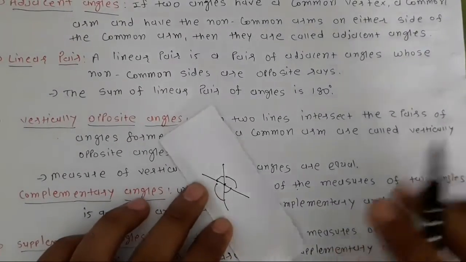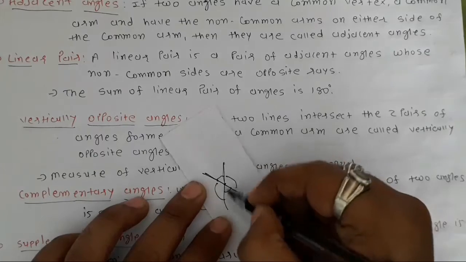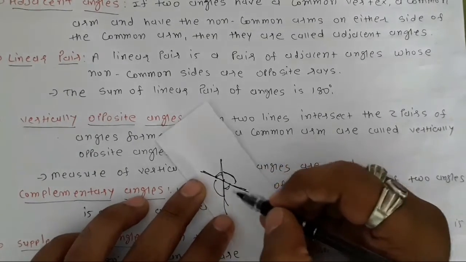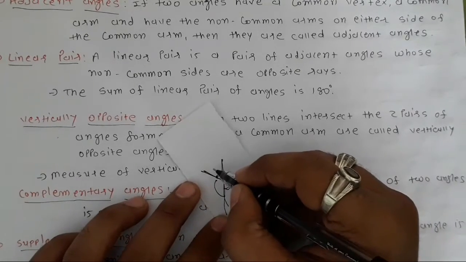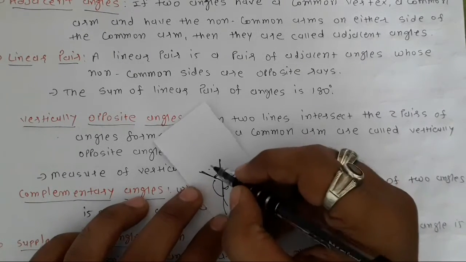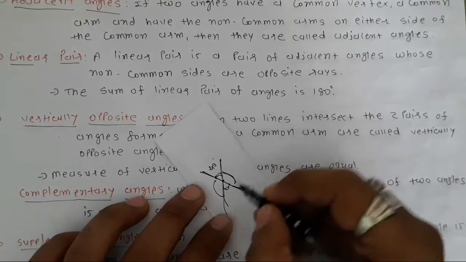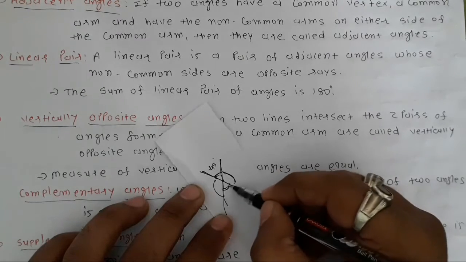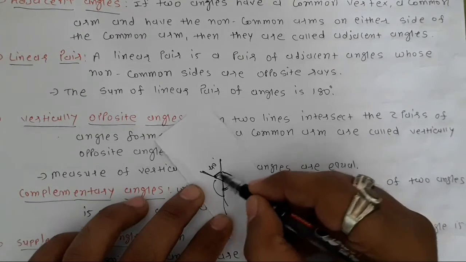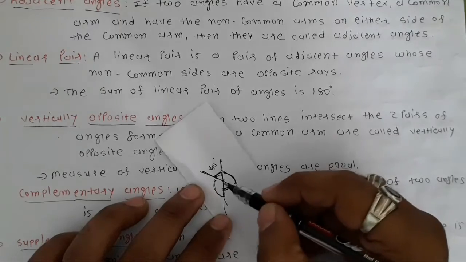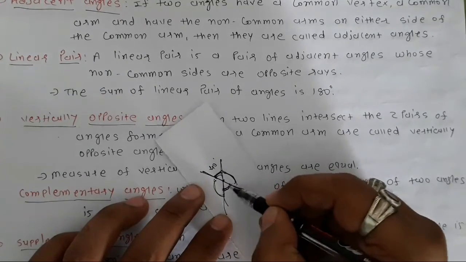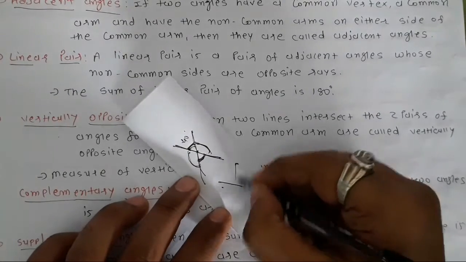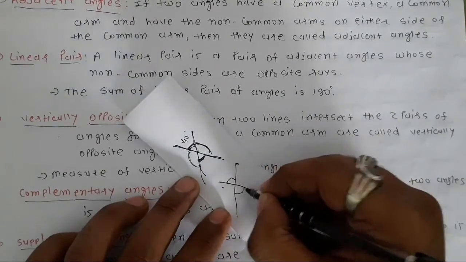This means, if I have these two arms and two pairs of angles, first one and second one, for example, suppose the measurement of this angle is 40 degrees. The opposite angle of this one is this one. Here these two angles are opposite each other, and the other two angles are opposite to each other. These are the vertically opposite angles. Again I am showing you, these two angles are vertically opposite to each other.